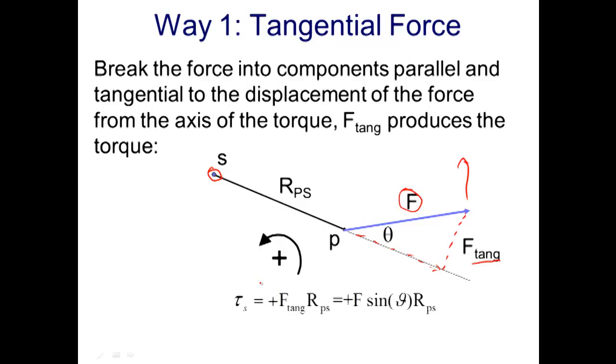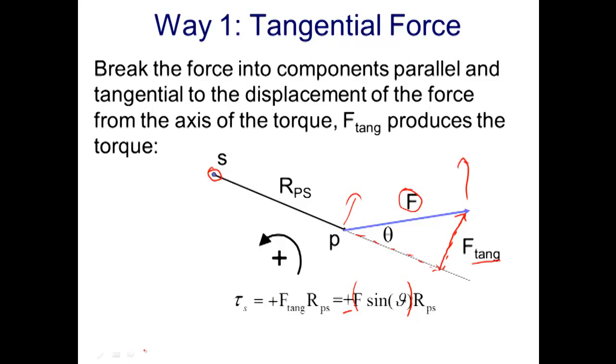Using the positive sign convention that we used before, counterclockwise, we get a plus sign here. We get F times the sine of theta, that's the tangential force, multiplied by the magnitude of r. So that's way one, the tangential force. It involves calculating carefully the tangential component of the force, and then just multiplying that, as if it acted right here, by the distance from the force to the origin.